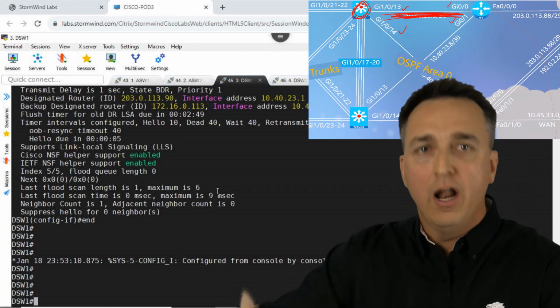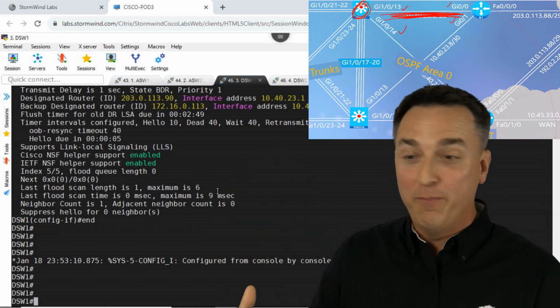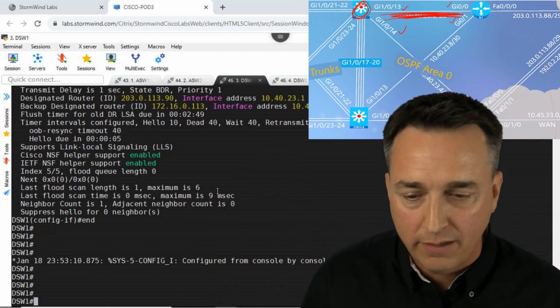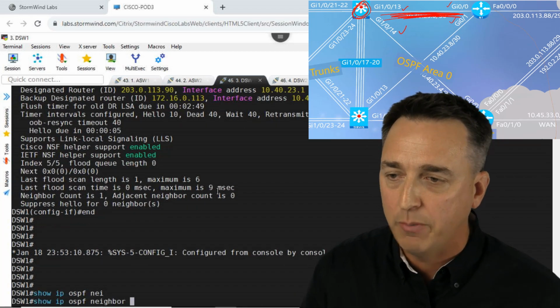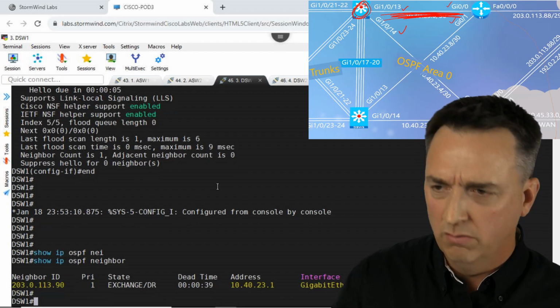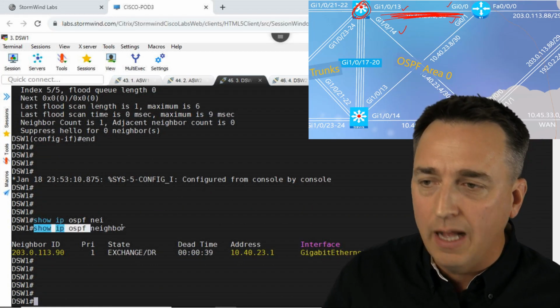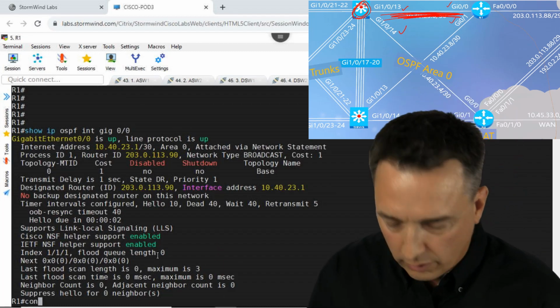And I'm stalling enough here. I really am trying to stall. So I see neighborship formed, but nothing's coming up. What should we do now to double check if the neighborship is good? Yes. Double check. Show IP OSPF neighbor. No. Well, at least we're seeing something now, right? We're seeing something, whereas before we were seeing nothing. Let's try this one over here.